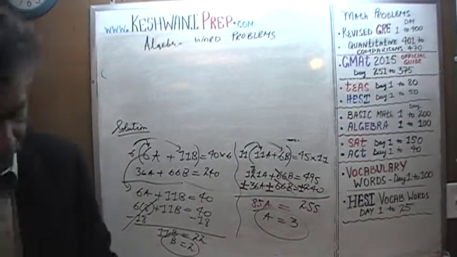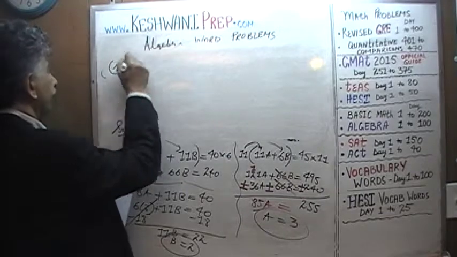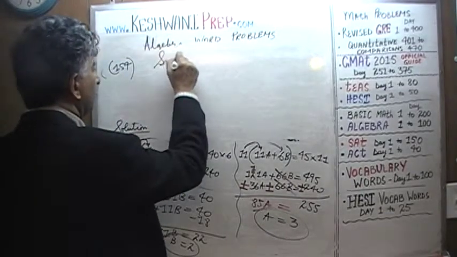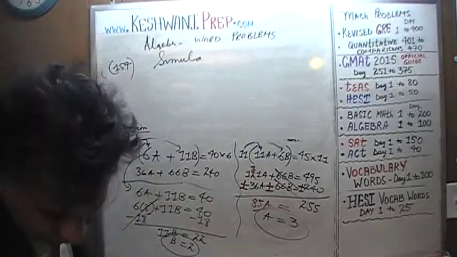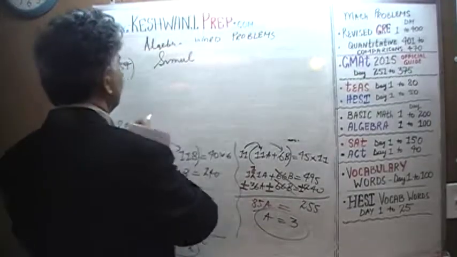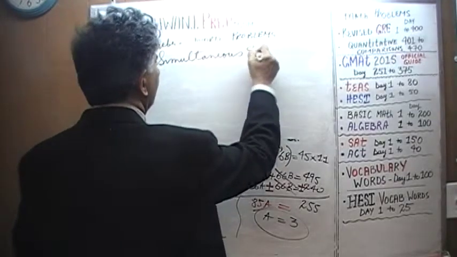Number 157. It's called simultaneous equations.